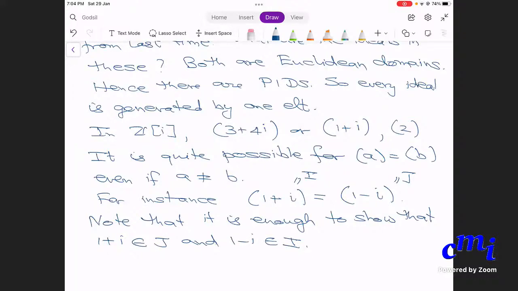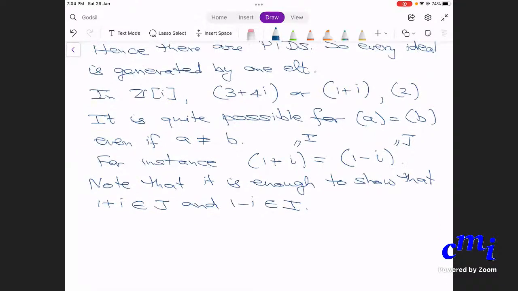If the generating elements belong to the other side, then these ideals will have containment relations and so they will be equal. Both are associate elements, both are related by a unit. That's the fact. So just take i times 1 plus i. If I take i times 1 plus i, it is i minus 1. And so minus i times 1 plus i is 1 minus i. So that means this 1 minus i belongs to the ideal generated by 1 plus i. And similarly, you can show the other way around.